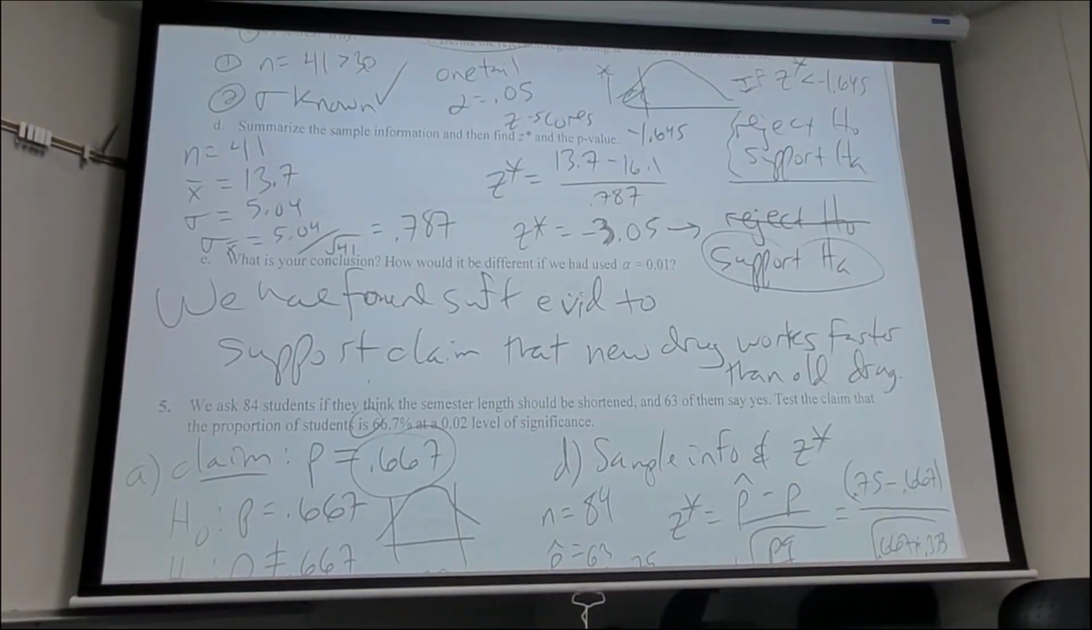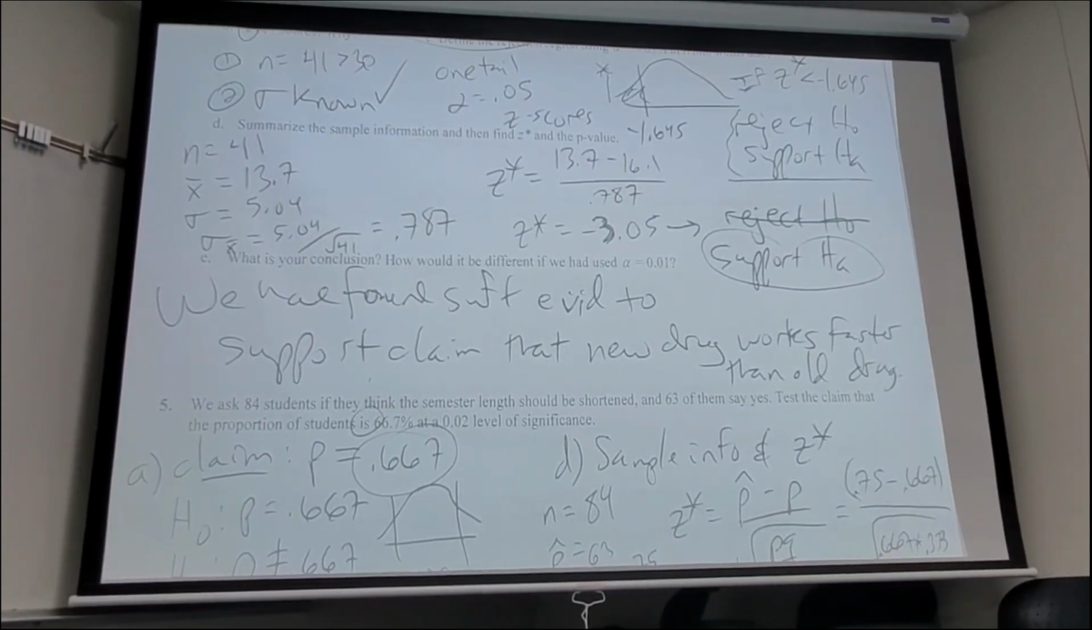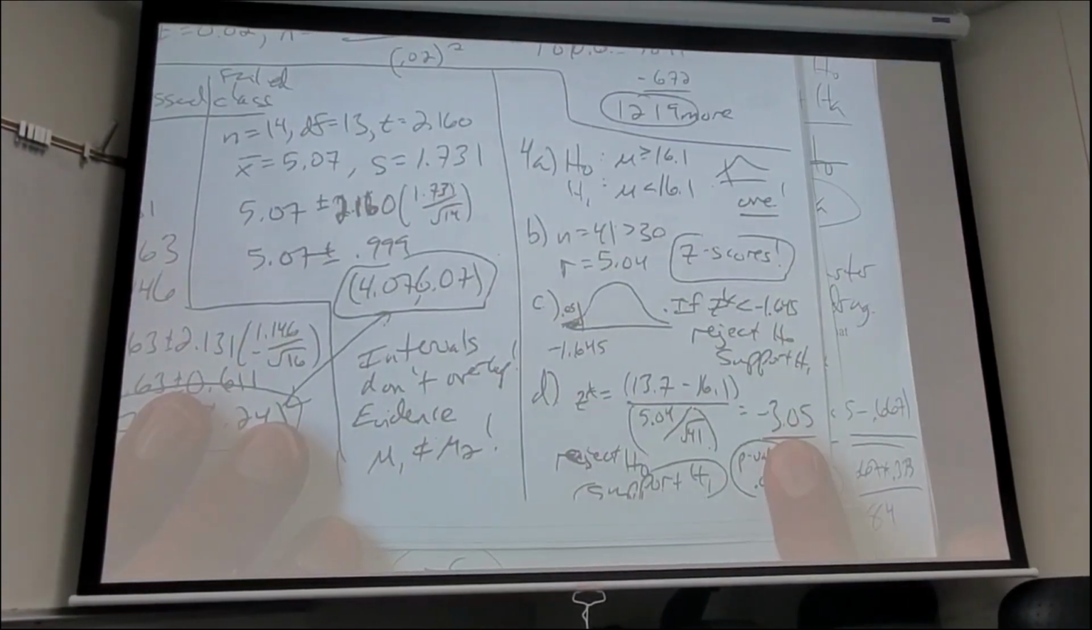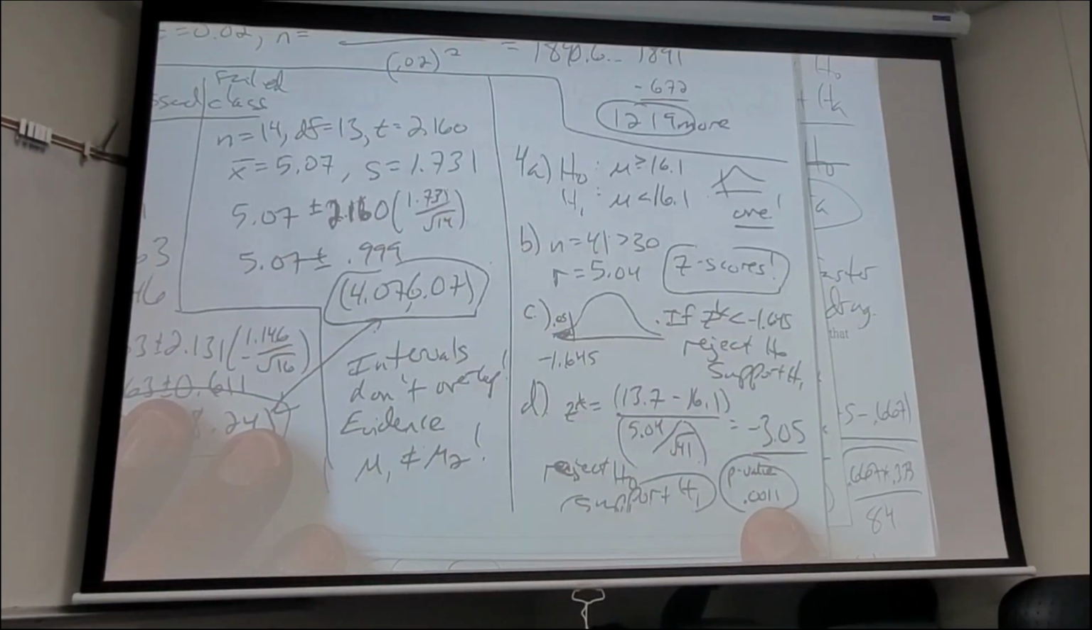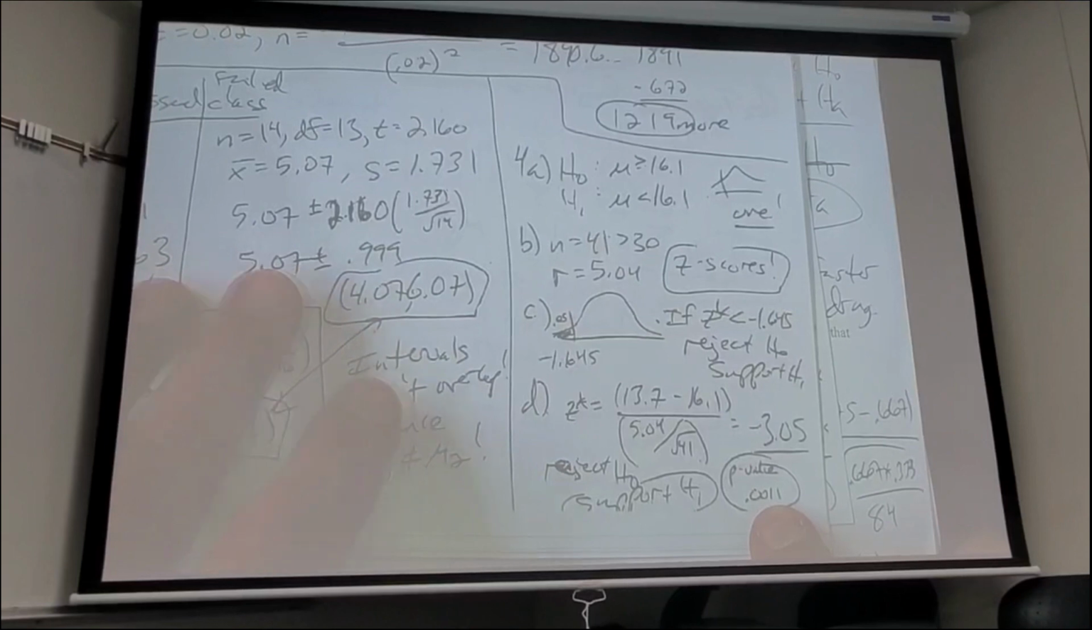You can see the one we just did. Oh yeah, I forgot the p-value. So to get the p-value, you just look up -3.05. So you should get 0.0011. You can check me on that, maybe I'm wrong.